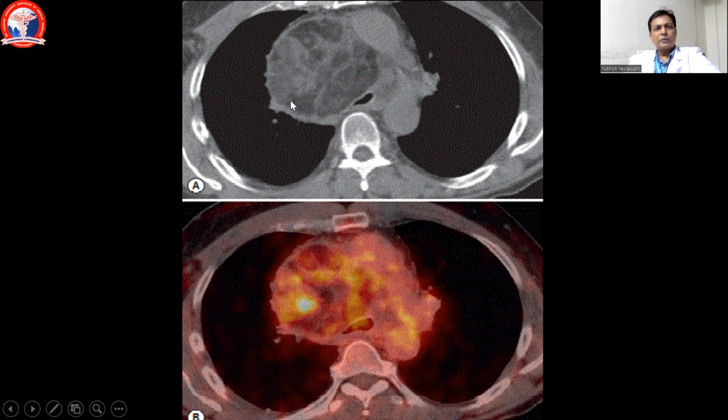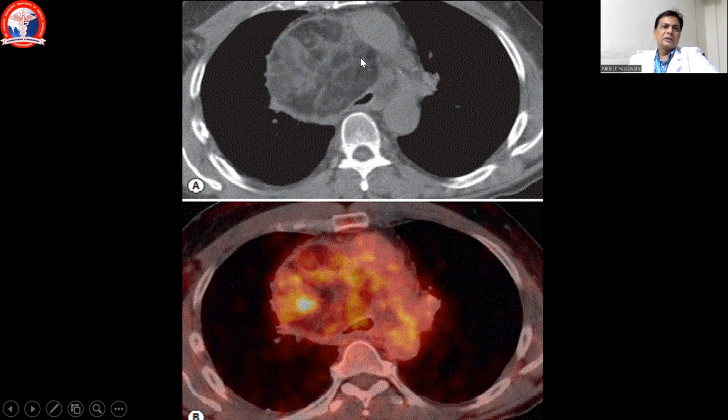Here we get to see a very large, heterogeneous lesion, mainly of fat density. The lesion is seen compressing the trachea and displacing the aorta. On PET CT scan, it is showing FDG uptake in the soft tissue areas. Actually, the lesion contains mainly fat as well as internal septation and soft tissue. The wall of the lesion is showing irregularity and nodularity. Some intramural nodes also are seen here.